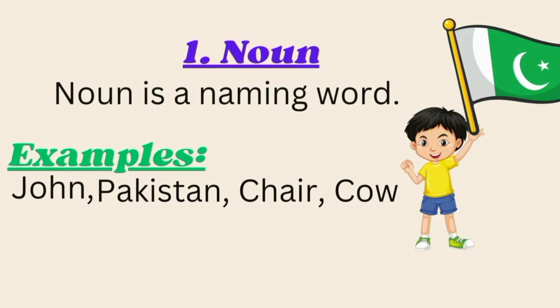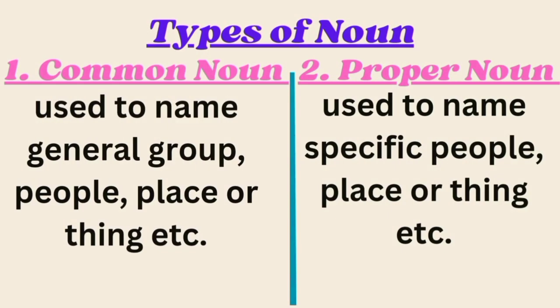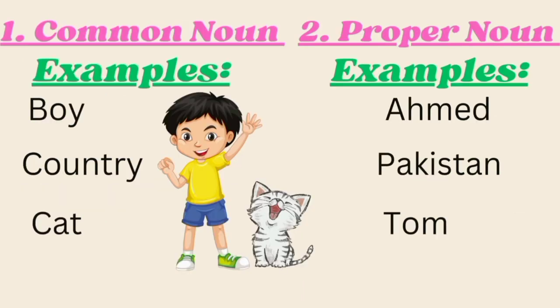Noun. Noun is a naming word. Examples: John, Pakistan, chair, cow. Types of noun. Common noun is used to name general group, people, place, or thing, etc. Proper noun is used to name specific people, place, or thing, etc.